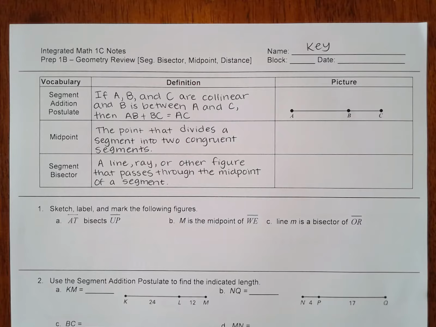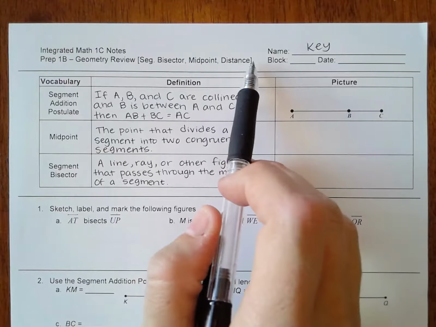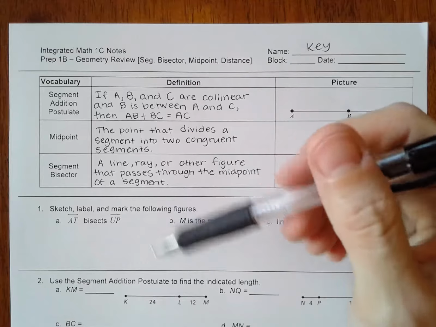All right, so in the second day of prep for geometry, we're going to be looking at a few different types of words and formulas. So segment bisectors, midpoints, midpoint formula, and distance formula. We're going to start off by defining a few of those words, and then we're going to practice what they mean.